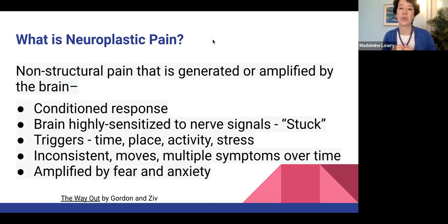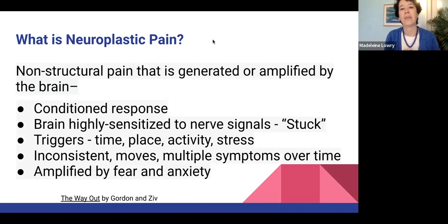This is a type of conditioned response or conditioned behavior maintained by the brain. The person who tends towards this kind of response, who forms this kind of response, has a brain that is highly sensitized to nerve signals, right? This is a person who has a brain that is kind of stuck in the on position, right? That impulse, whatever it is, is being interpreted by the brain in a way that's almost like ringing, right? Over time, it's replaying again and again. It is sustained.